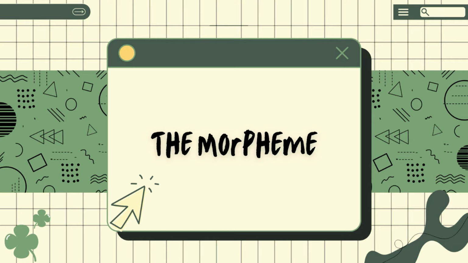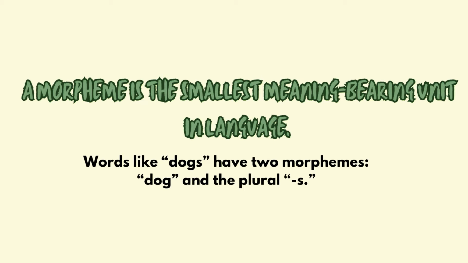Next, let us discuss the morpheme. A morpheme is the smallest meaning-bearing unit in language. Words like dogs have two morphemes: dog and the plural form, which is "s" after the dog. Free morphemes can stand alone, while bound morphemes need attachment, like -ing in walking. Understanding morphemes helps us see how words are structured in English.